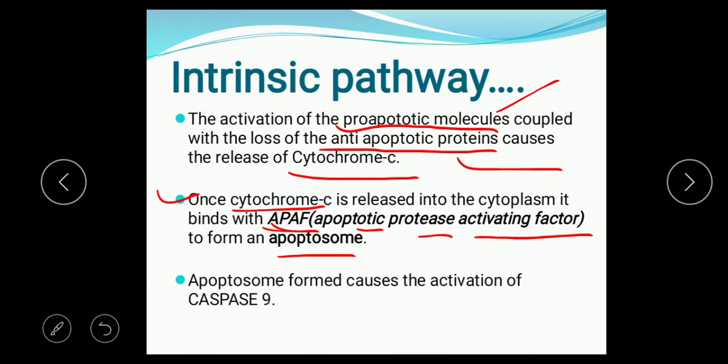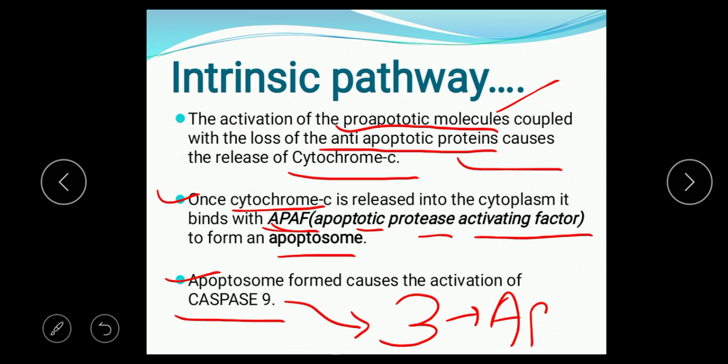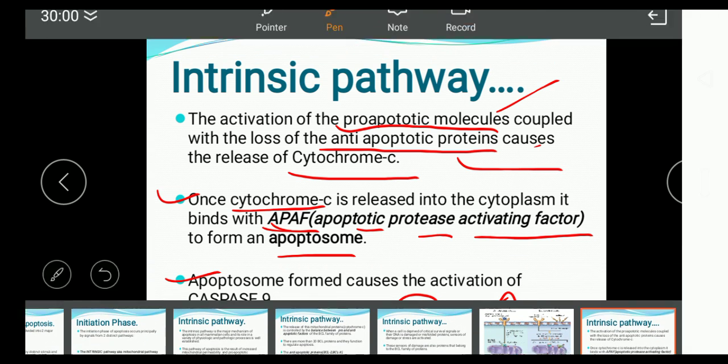Now at last, the apoptosome formed causes the activation of caspase 9, and this is a very important caspase in the intrinsic pathway. This caspase 9 will further activate caspase 3, and caspase 3 will finally lead to the apoptosis process. This is the concept here, guys.